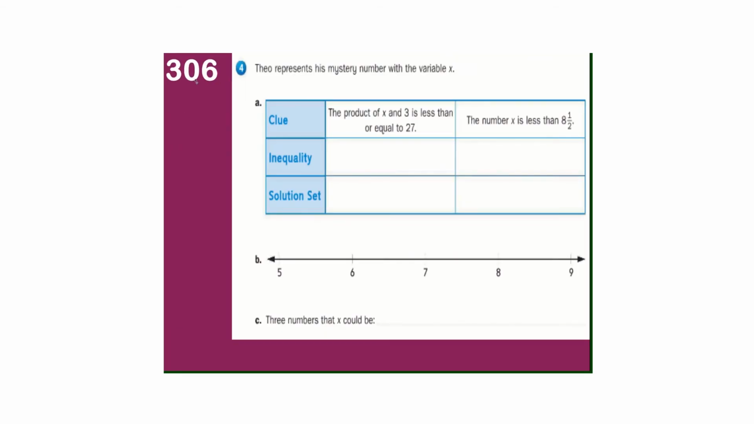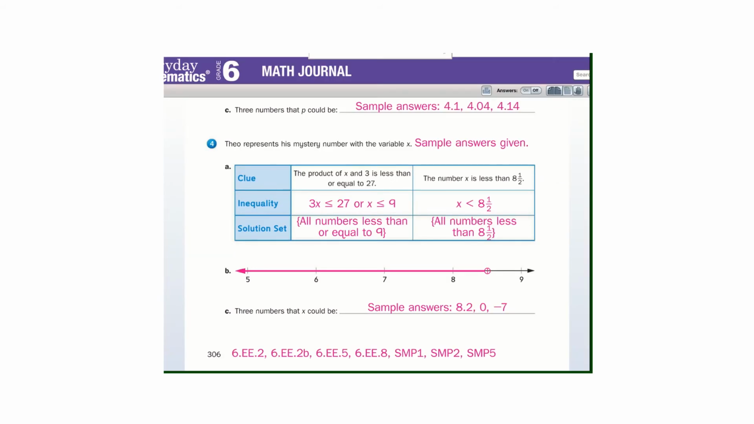Okay, moving on to 306. On 306 here, go ahead and do that. Pause the video. Write those in. So the product of 3 and x is x times 3 less than or equal to 27. That's how I would have written this first one: 3x less than or equal to 27. If you divide both sides by 3, then you could have written it as x is less than or equal to 9. The solution set is all numbers less than or equal to 9.